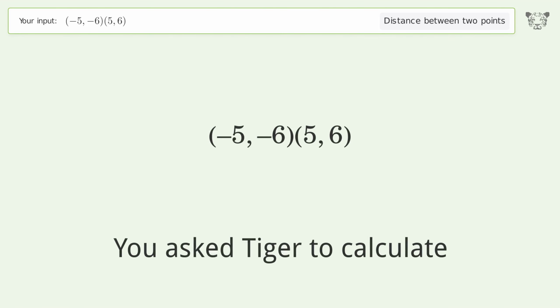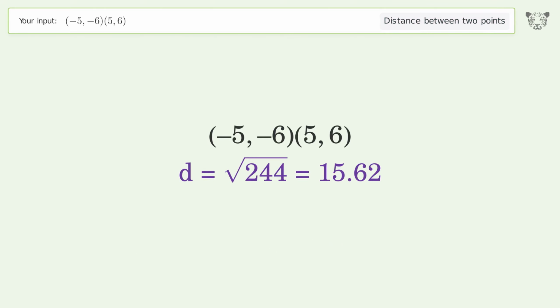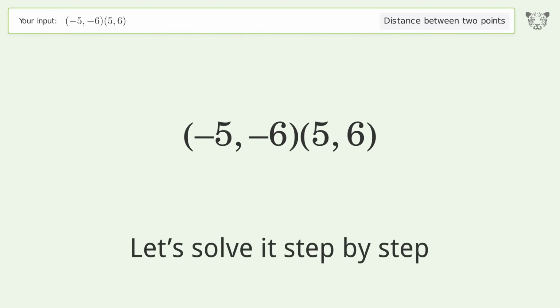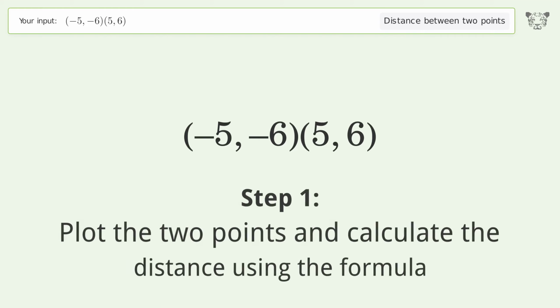You ask Tiger to calculate. This deals with the distance between 2 points. The distance between the 2 points is the square root of 244, or 15.62. Let's solve it step by step. Plot the 2 points and calculate the distance using the formula.